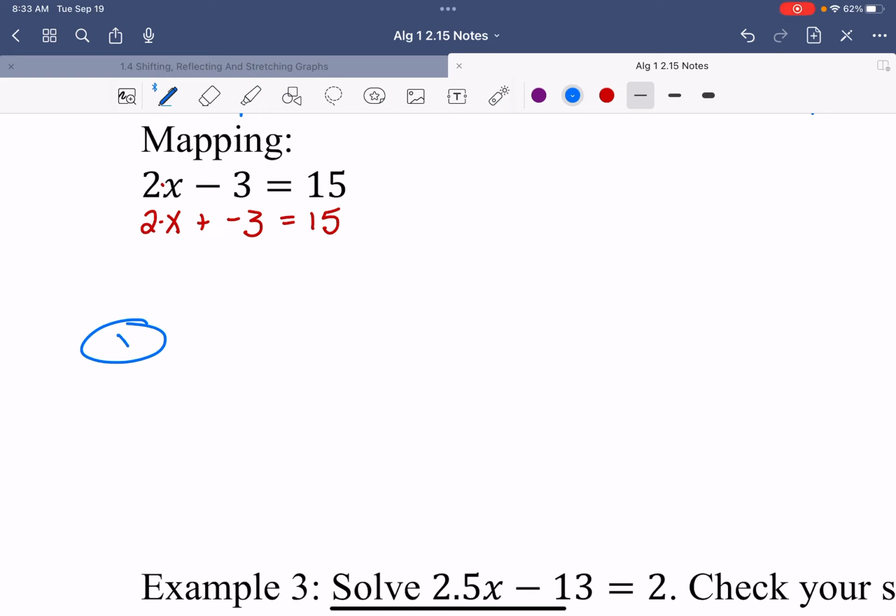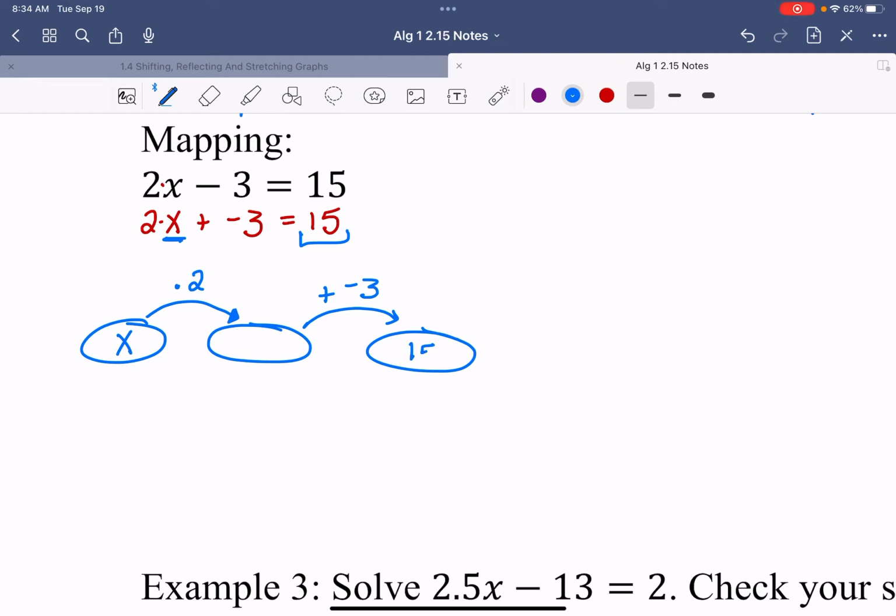I start here with a bubble, it's got my x in it. If I knew what x was, if I knew x was 15, what's the first thing I would do to x? We're going to draw an arrow. The first thing I would do to x to get to my next bit is multiply by 2. I take x, multiply by 2, and get something out. When I'm done multiplying by 2, next I come in and I add a negative 3. So we're going to draw another arc. We're going to add a negative 3. And I get my final answer out. And my final answer should be 15.